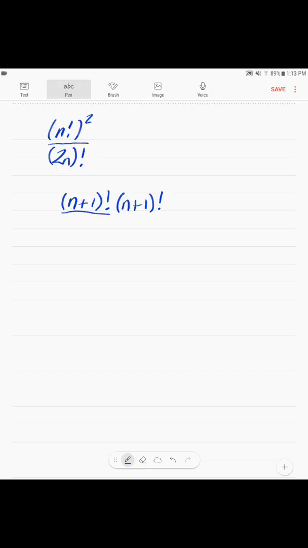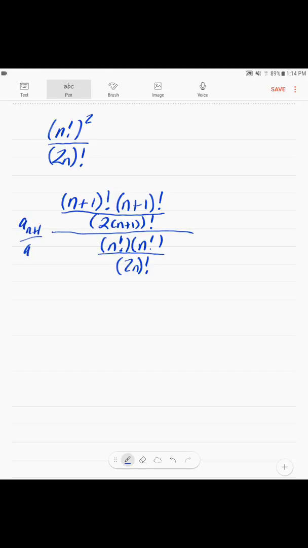And then on the bottom, 2n plus 1 factorial. So we're evaluating that at n plus 1. In each case, we are replacing n with n plus 1. And then on the bottom, again, the factorial squared, I'm just going to write that factorial twice, to make it easier to see how we're going to cancel. So there's our a_{n+1} over a_n.